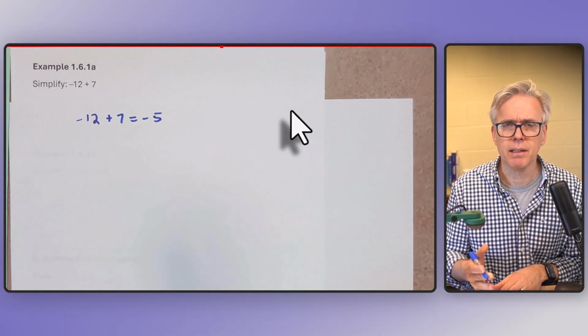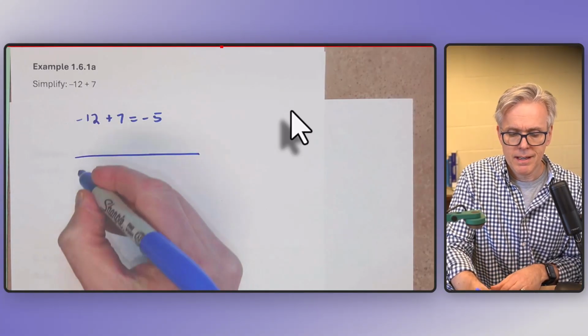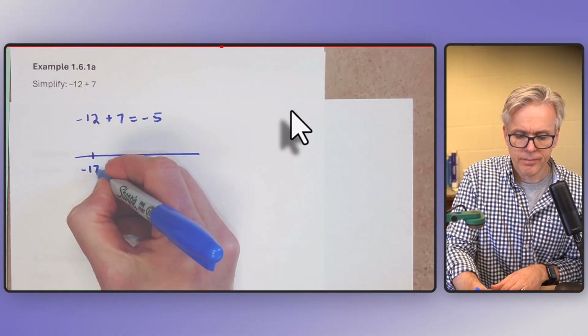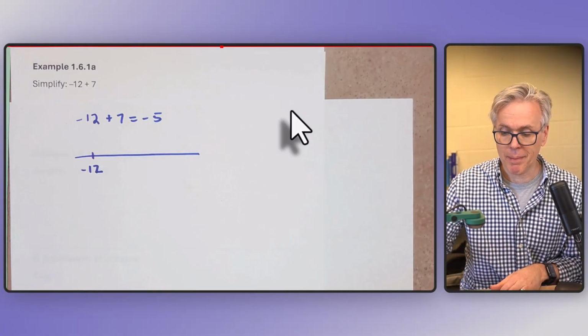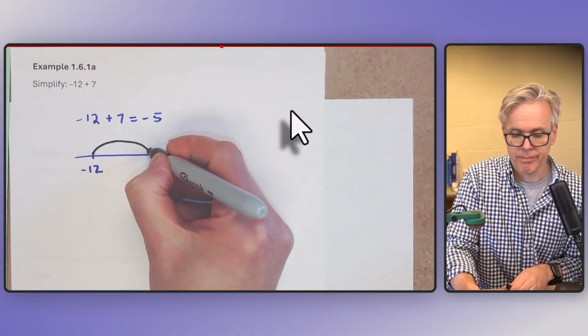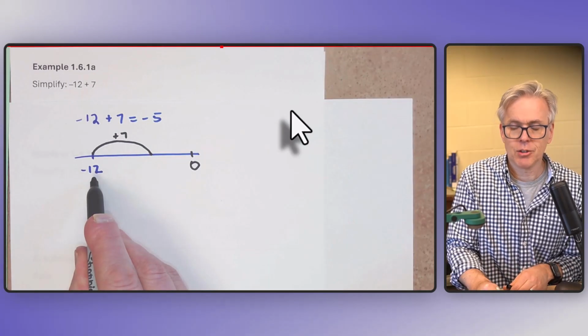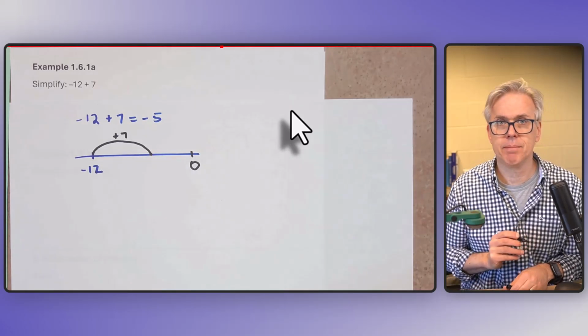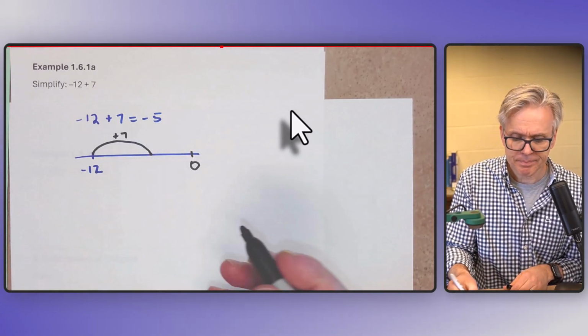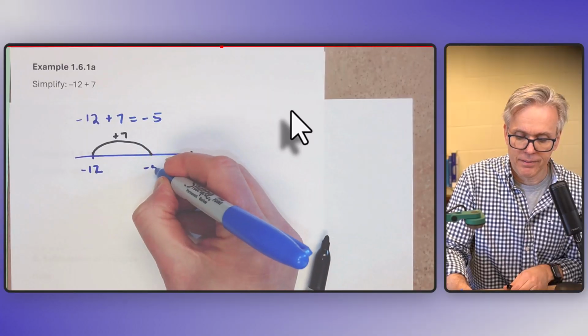Let's use a number line to help us think about this. So here's our number line. I start at -12, and I'm going to add 7. If I'm adding 7, that means I'm going to go to the right 7 units. So do I make it to 0? I would need to add 12 to get up to 0. I'm just going to add 7, and that's going to get me all the way up to -5.